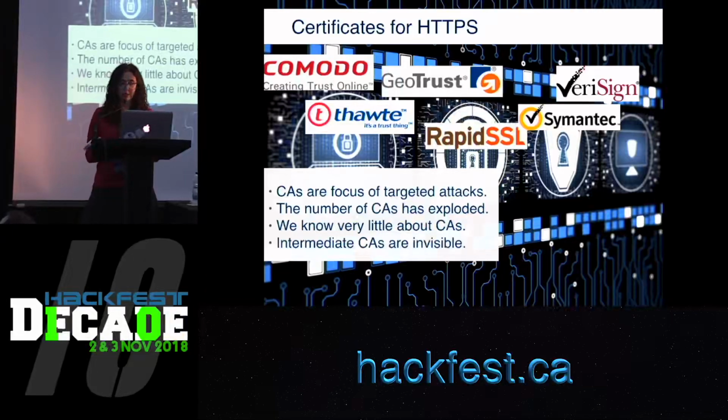And the last one is, as I've mentioned, the intermediate CAs are invisible. There's no way of knowing how many of them are there, what their names are, what their certificate practice statements are, except by scanning the entire web.